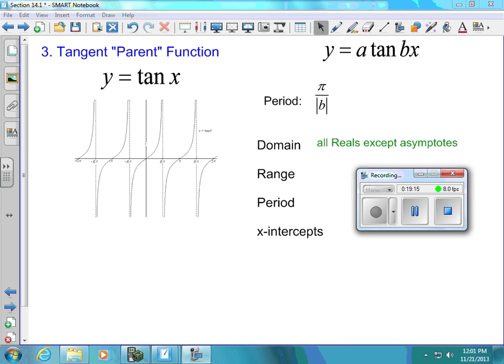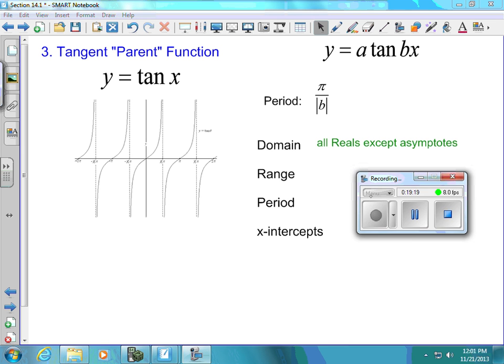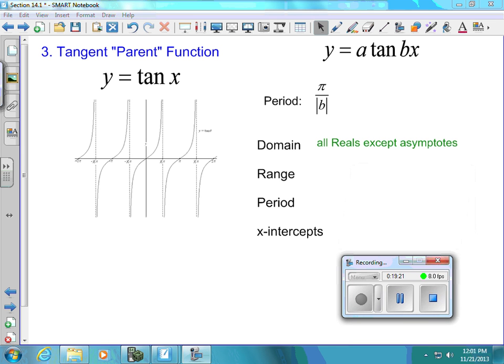The domain is all reals except where the asymptotes are, so we're going to keep track of where those asymptotes are. The vertical asymptotes are not part of the graph. The range of this one is all reals. Each of these little pieces of the graph is a repeated graph. It looks like cubic functions that repeat. They go up and down forever in all directions.